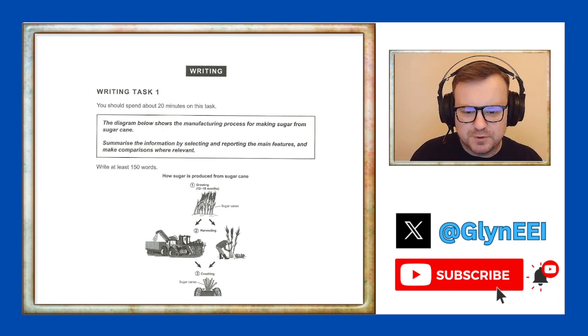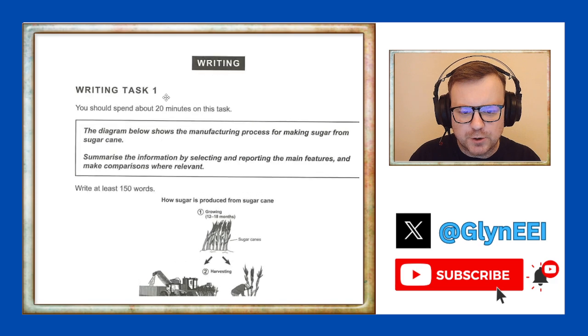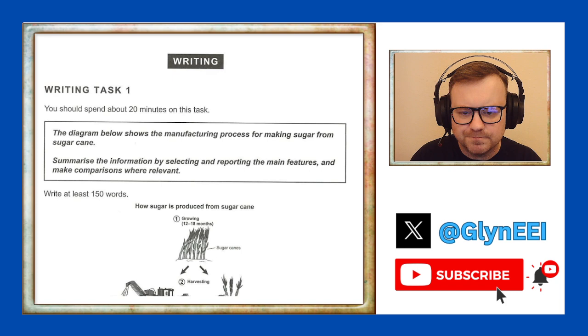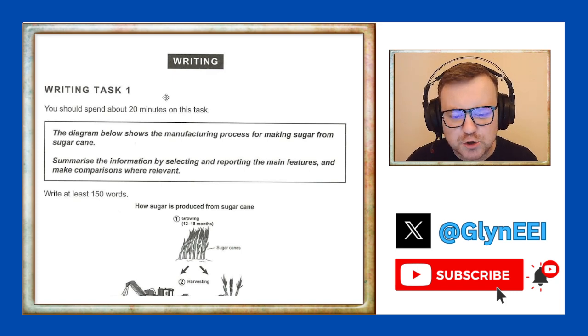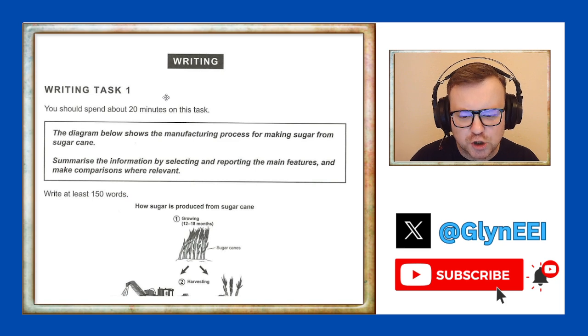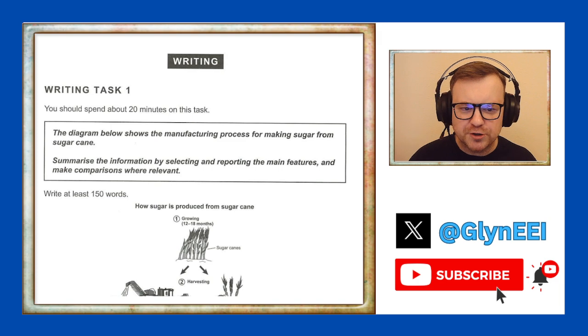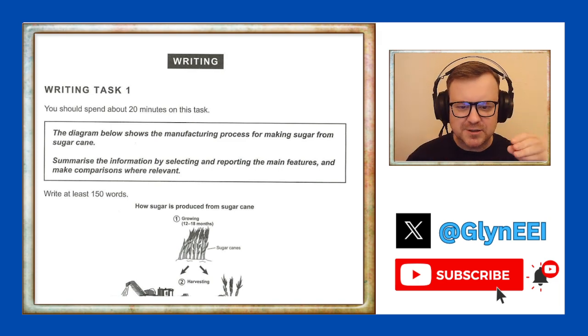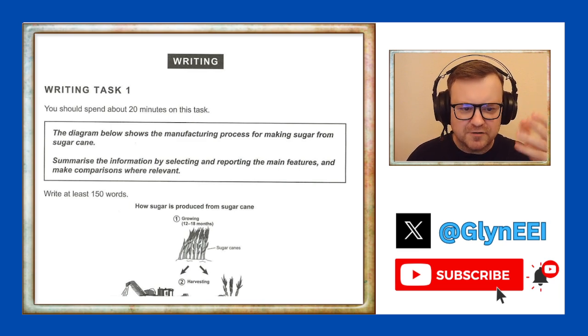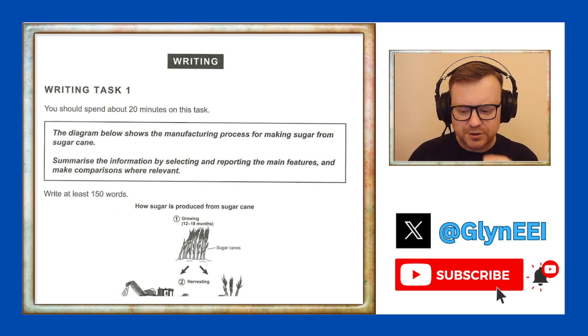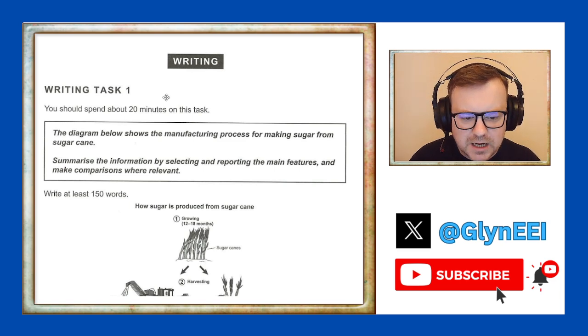So first, before we do anything, of course, we read the question. So let's make this just a little bigger. So the diagram below shows the manufacturing process for making sugar from sugarcane. Okay, so we all know what sugar is, right? We buy it in these packs, this white grains of sugar, but we know that it starts in the field. So how does it go from growing in the field to becoming a product in the store? That's what this diagram will show us.